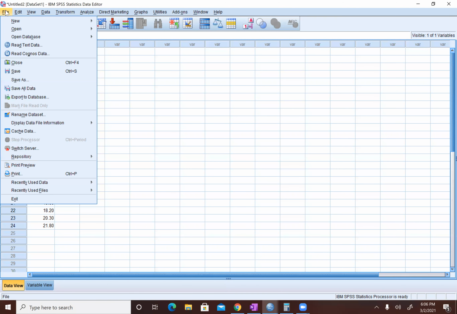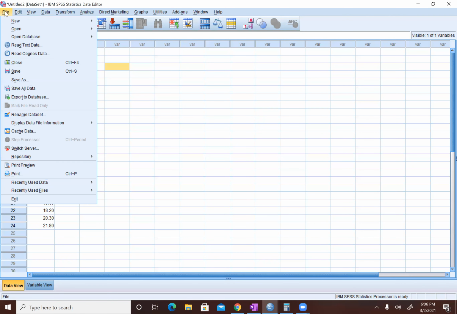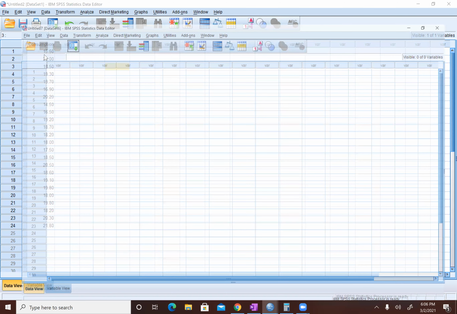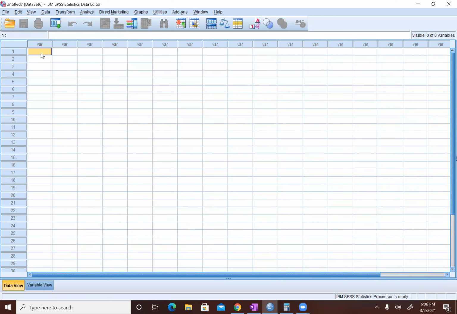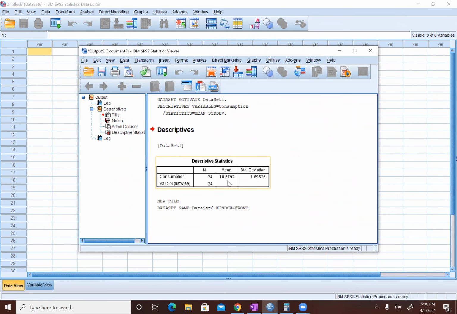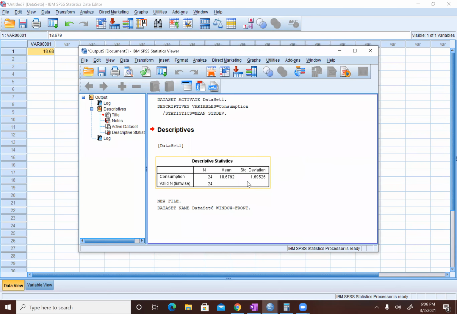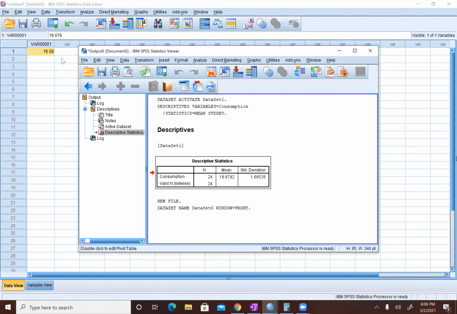So let me open a new data file, because if I store it in here, it just puts values in all of these. You can do that, but it won't look very nice. It's a new data file. And the mean is 18.679, and the standard deviation is 1.695.